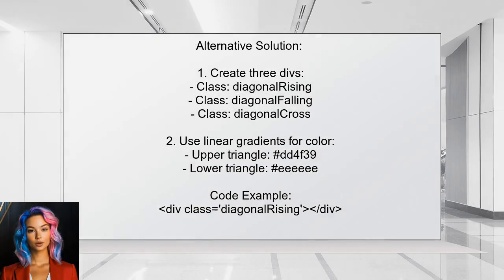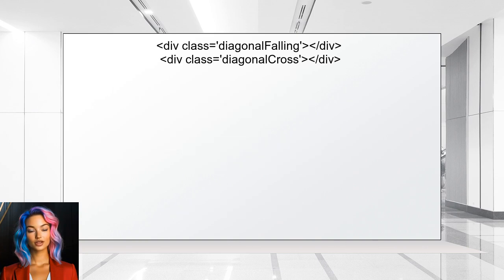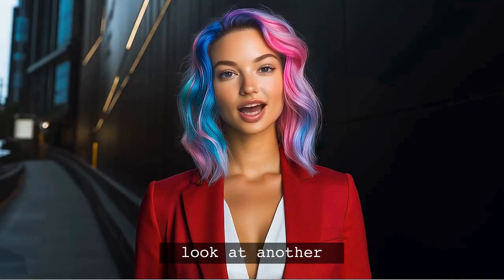An alternative solution provided by another user suggests using CSS gradients to create two triangles within a rectangle. They recommend defining 3 divs with specific classes for the upper and lower triangles, using linear gradients to achieve the desired colors. Let's take a look at another answer from another user.